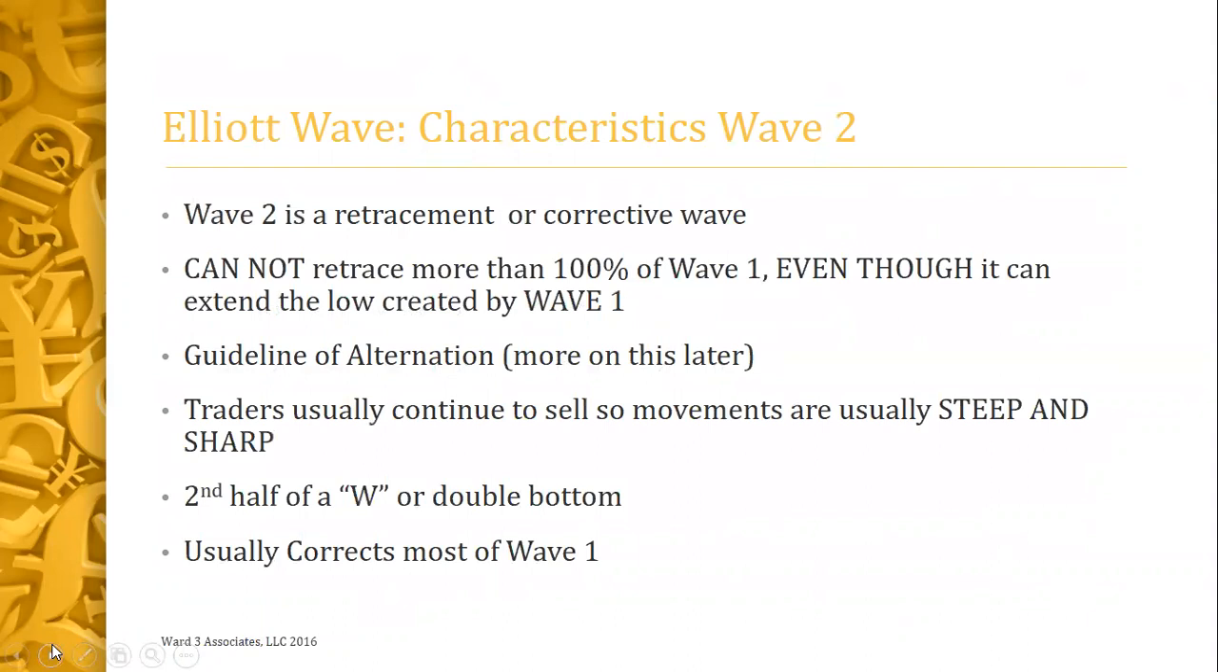Wave 2 characteristics. Again, wave 2 is a retracement or a corrective wave. Wave 2 cannot retrace more than 100% of wave 1, even though it can extend the low created by wave 1. Okay. This is when the guideline of alternation between wave 2 and wave 4 comes into play, and we'll get more on that later. Traders usually continue to sell, so movements are usually steep and sharp. Wave 2 is the second half of a W or a double bottom, and it typically corrects most of wave 1.